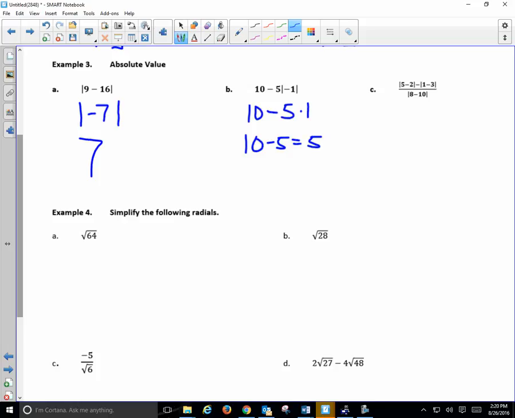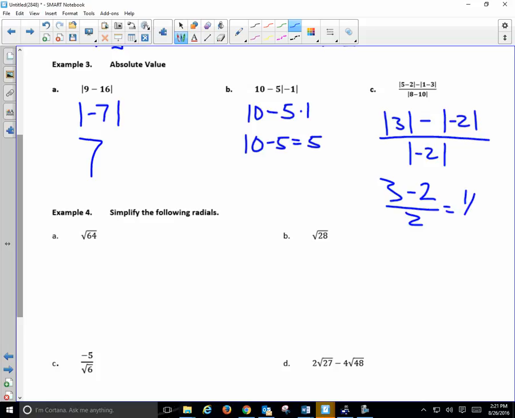Letter C, I have multiple absolute values. The absolute value of 3 divided by the absolute value of -2. What is the absolute value of 3? Absolute value of -2. I get 1/2 as a result.